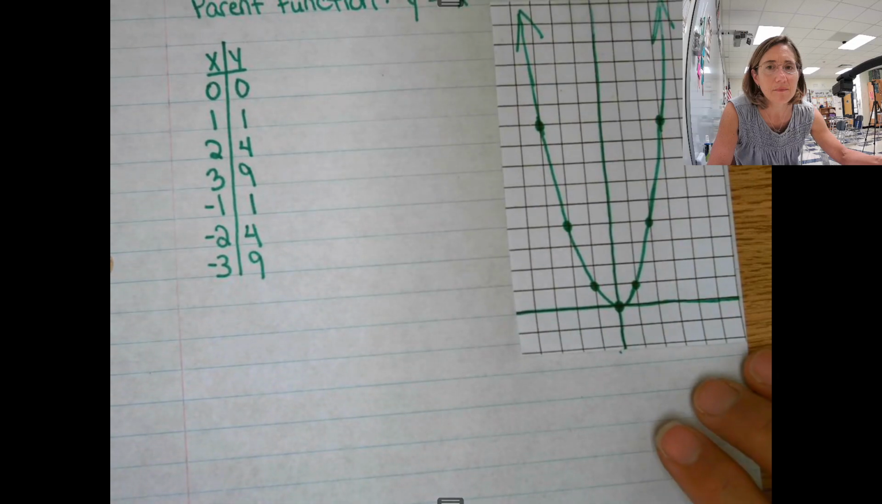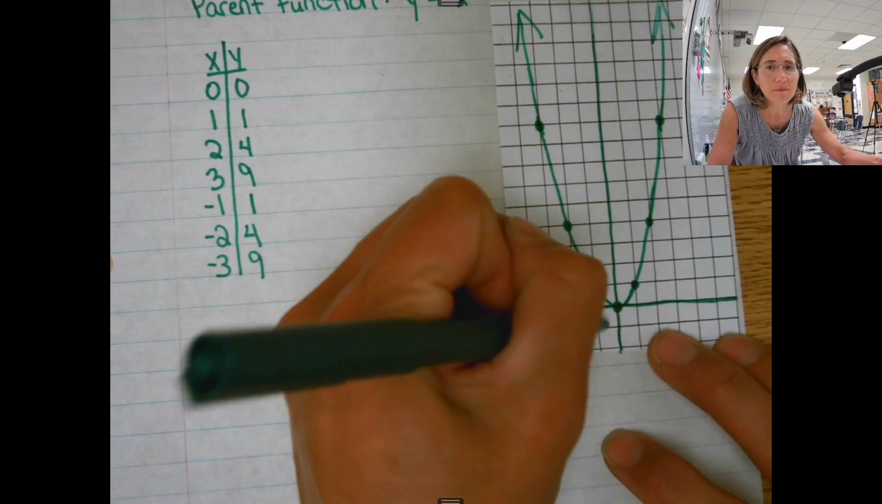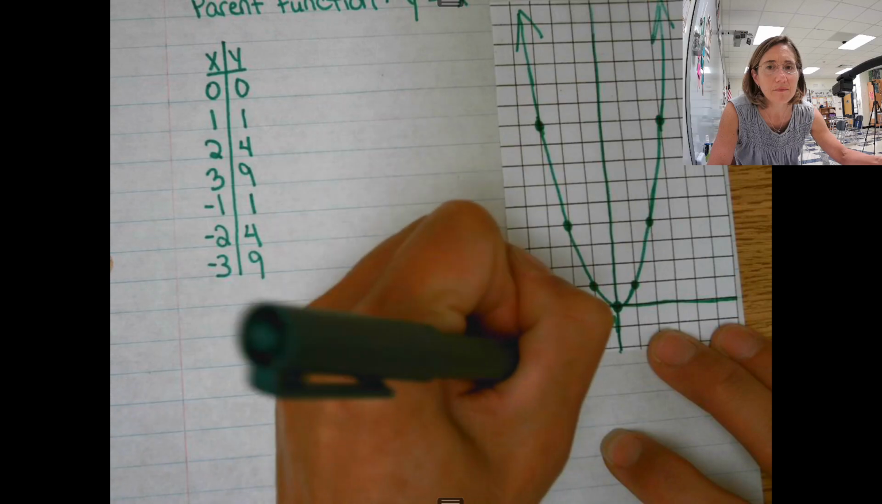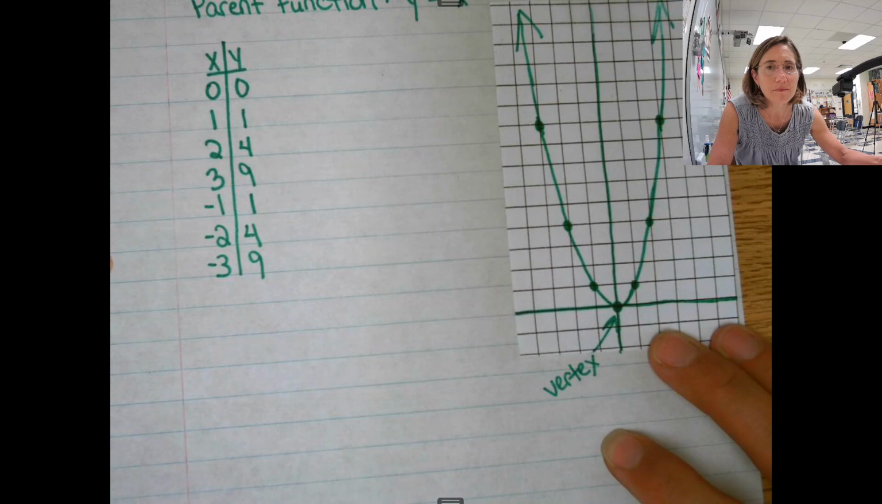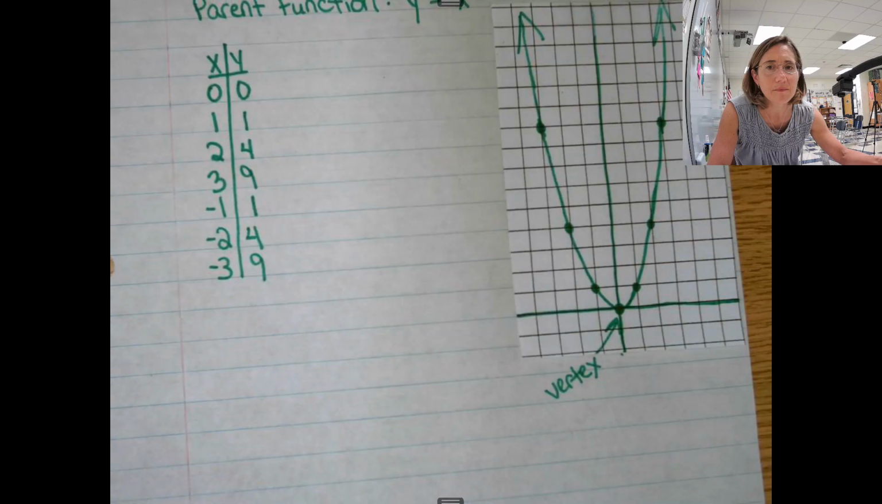So parabolas have some important features to them. So let's label some features here. This is the vertex. I'll show you another one that will have different x and y intercepts. So this one is not a good one to label those on. There's also always symmetry in these. So let me use a different color here.